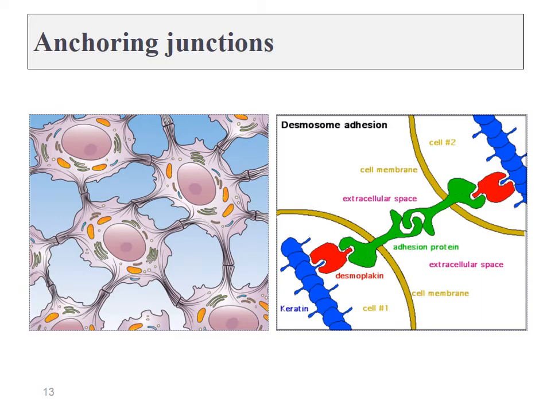Next up are the anchoring junctions. These are not water impermeable. These junctions are strong. They anchor the cytoskeleton of one cell to the next cell to the next cell. Working as a unit, these cells are now very strong all together.